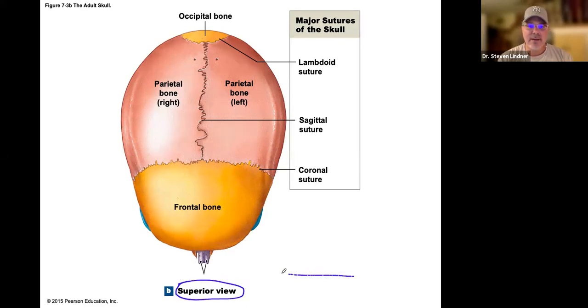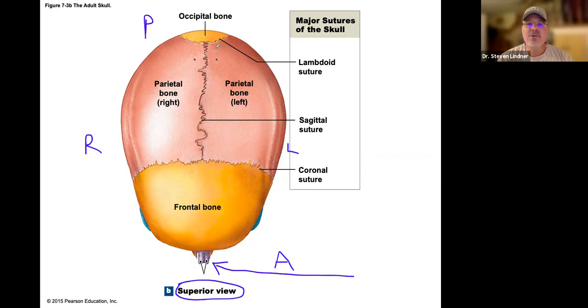And right here is the nose, right? So that means this is anterior. And back here, this is posterior, okay? This is their left side, and this is the right side because they are looking at us.